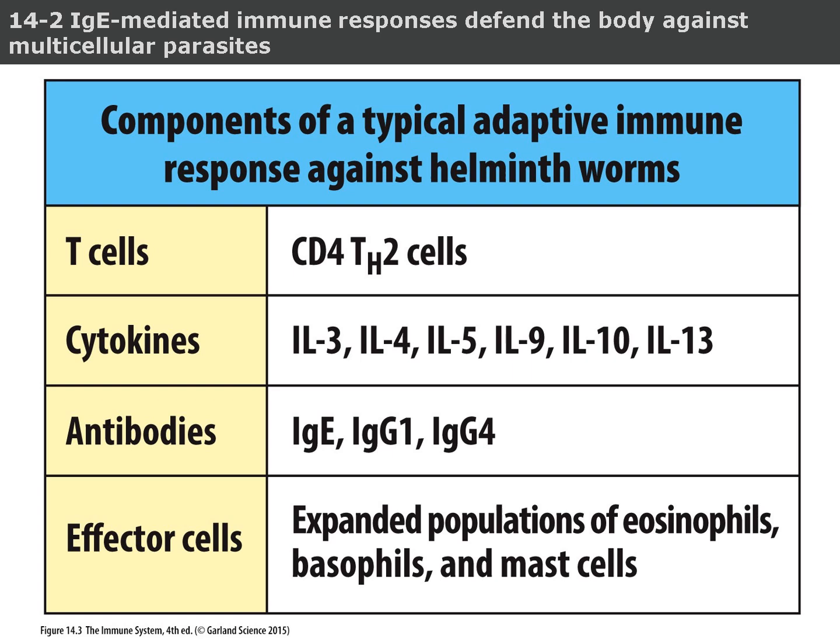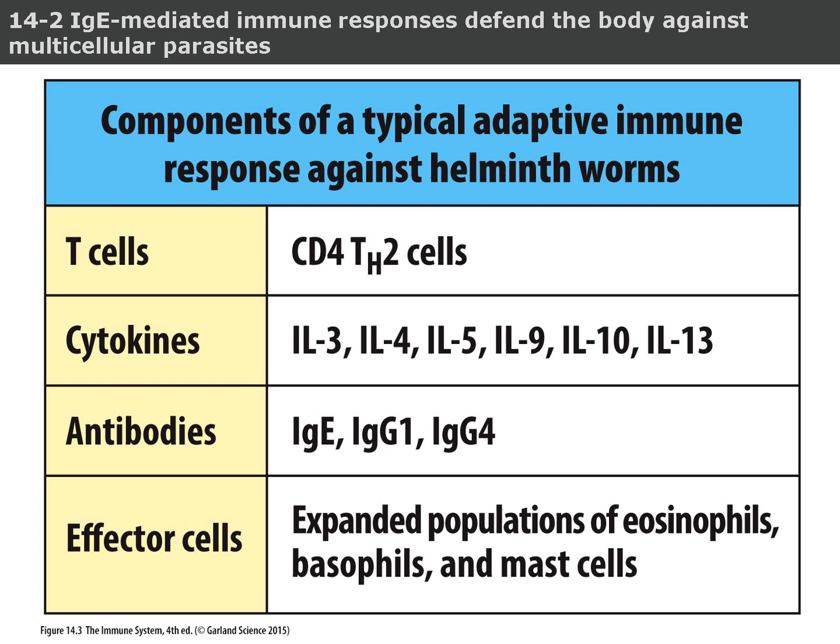These cells play a central role in coordinating the immune attack against large parasites that cannot be easily destroyed by phagocytosis. The cytokines that mediate the response include interleukin-3, interleukin-4, interleukin-5, interleukin-9, interleukin-10, and interleukin-13. These cytokines help stimulate the activation and recruitment of various immune cells that are effective against helminth infections.